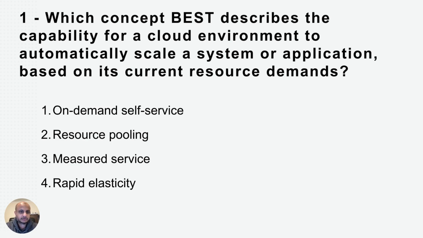Resource pooling is when it's shared. The cloud provider pools everything and shares it across its customers. Measured service is the fact that you can use cloud computing like electricity, right? You pay for what you use. So if you eliminate everything, the answer is, of course, rapid elasticity, right? That's what it's talking about: the ability to automatically add or remove resources from a system or application based on what demand is there.